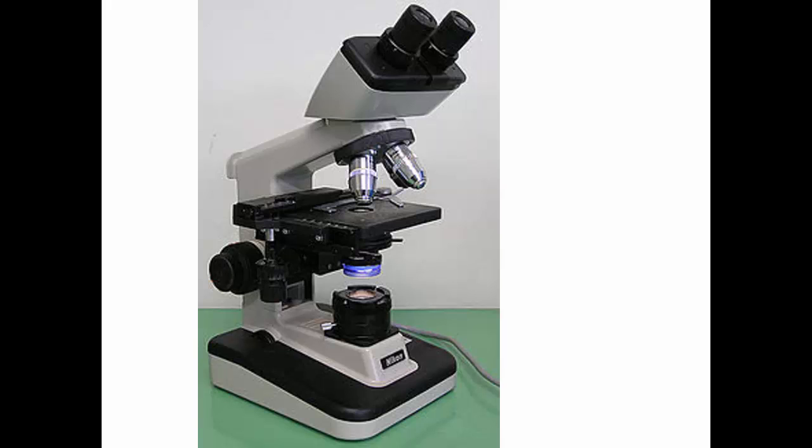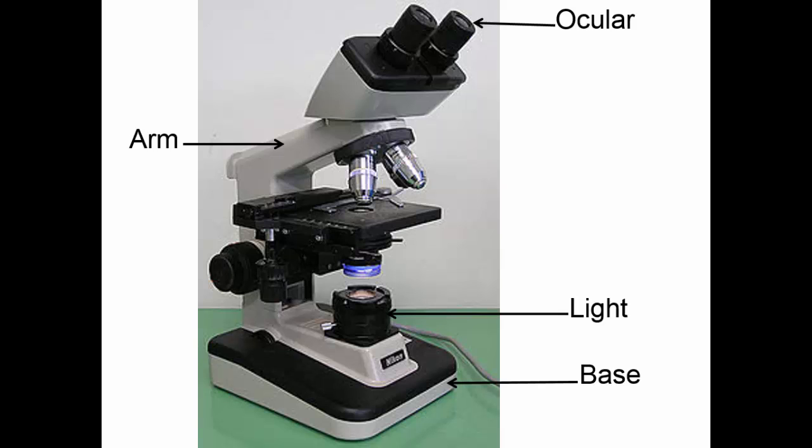As we look at the microscope, the oculars are the two things you look through. The arm here holds the microscope together. The base is what the microscope sits on. The light is in the base. This is how the light is going to get through the slide. And the objectives are the other set of magnifying lenses. These will rotate, and so you can change the objectives and change the magnification of the microscope.